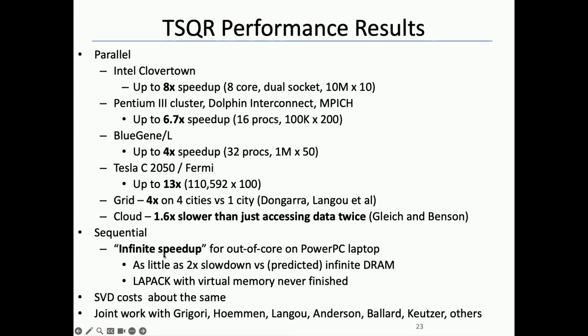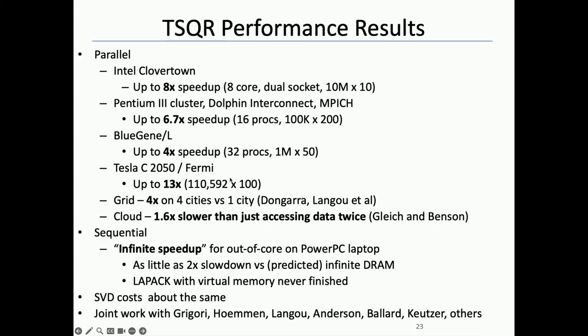The biggest speedup was infinite. In this case, the graduate student was trying to run a very large QR decomposition that didn't fit in DRAM. It actually had to go to disk. And so he ran the classical algorithm and it never finished. So he just hit Control C. So that's infinitely long. But the new algorithm only went 2 times slower, as though he had infinite DRAM. It almost completely hid all of the access to the rest of the memory.